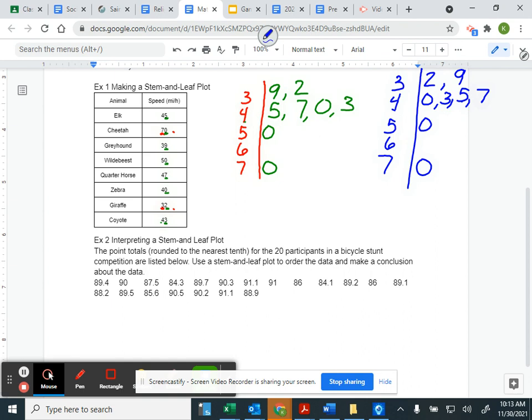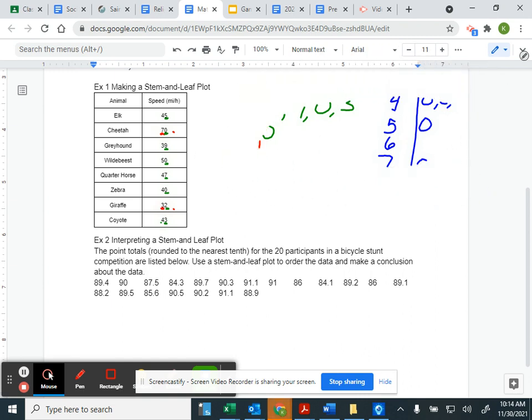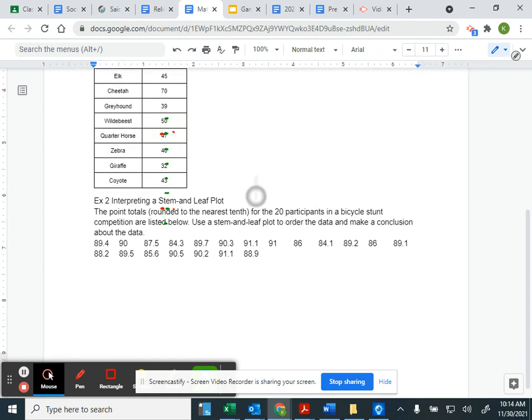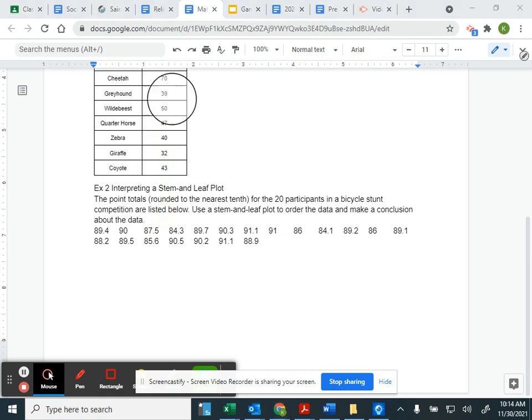So let's see when we come down if we can answer some of those questions as we go down interpreting them. All right, so interpreting the stem and leaf plot.